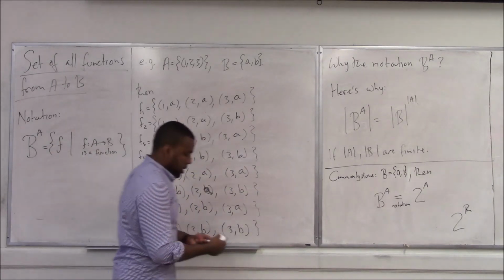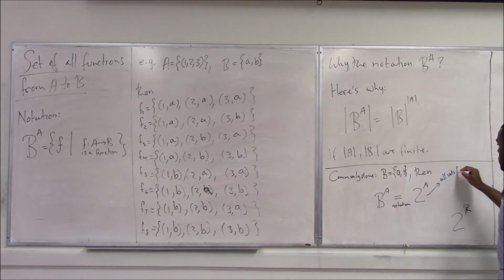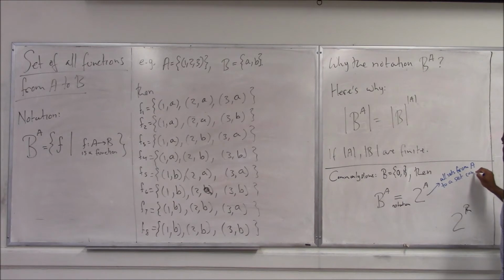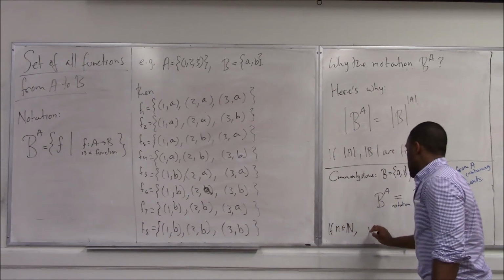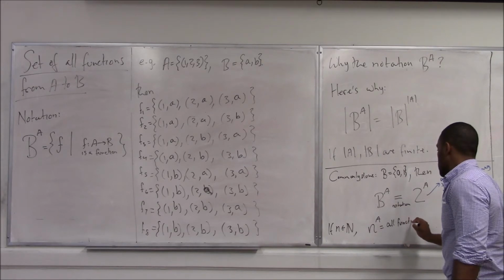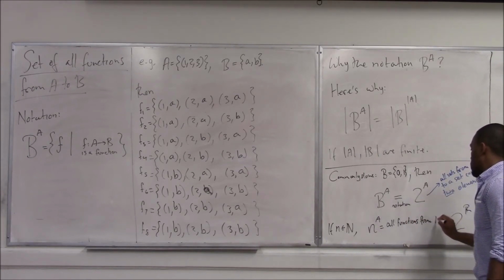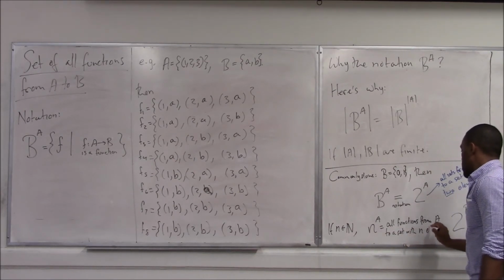So you can think of this far more generically. All functions from A to a set containing 2 elements. And so we can say if n is a natural number, n to the A equals all functions from A to a set with n elements.